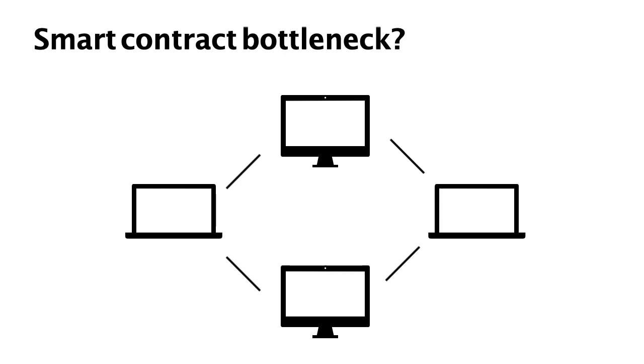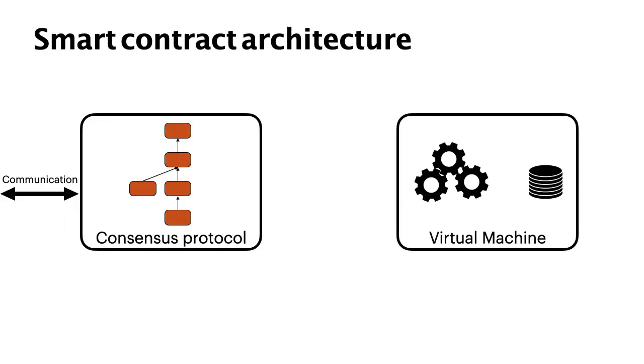Let us look into each machine. There are two modules. The first is the consensus protocol module, and the second is the virtual machine module. The consensus protocol module communicates with other peers and confirms a list of transactions. It then pushes this ordered list of transactions to the virtual machine module. The virtual machine executes these transactions in that order and updates the state, which is usually stored in a database.